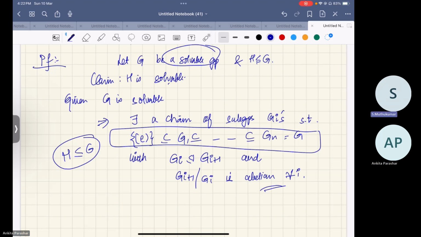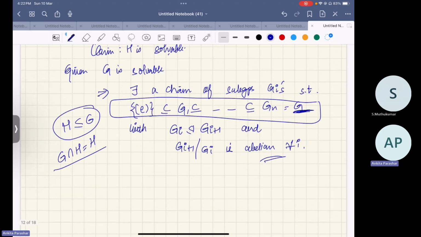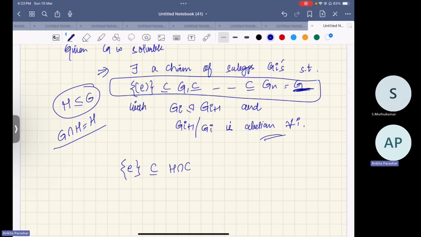H is a subgroup of G. So we need to find... instead of G, you need H. Can you change this thing so that it becomes H? Can you do something with G? Some operation. So intersecting these subgroups with H. Exactly right. Very nice. So, as you know, H is a subgroup of G. G intersection H will be H only because H is a subset of G. So you can go to H intersection G_1 containing H intersection G_2, and so on, up to H intersection G, but H intersection G is H.